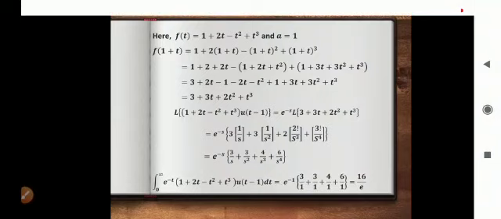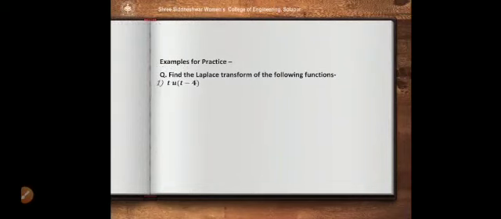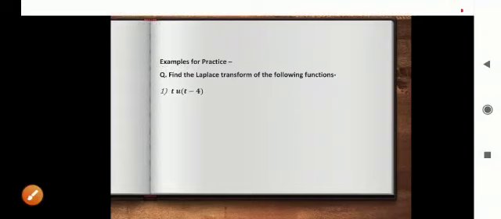So some examples for practice. So here the function is t and a value is 4. So you have to just write first f of t as f of a plus t, that is f of 4 plus t. Find its Laplace transform and then multiply it by e raised to minus as.